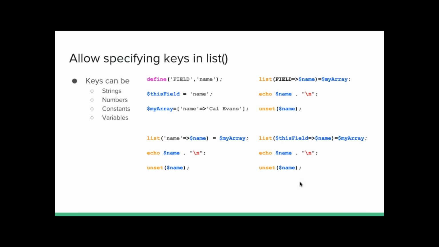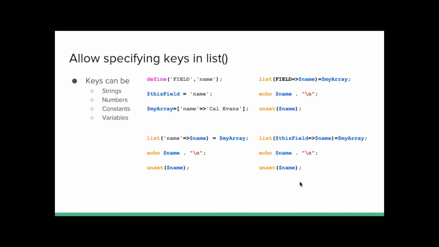The first thing I do is I define a constant called field, and I give it a value of name. Then I define a variable called this field, and I give it a value of name. Then I define my array, and my array simply has one element, name, and that element has a value of Cal Evans. Now, the first section I list just like I did before with a string name, and I say put that in the variable $name, and I use my array as the input, and I can echo out name, and that's going to give me Cal Evans.